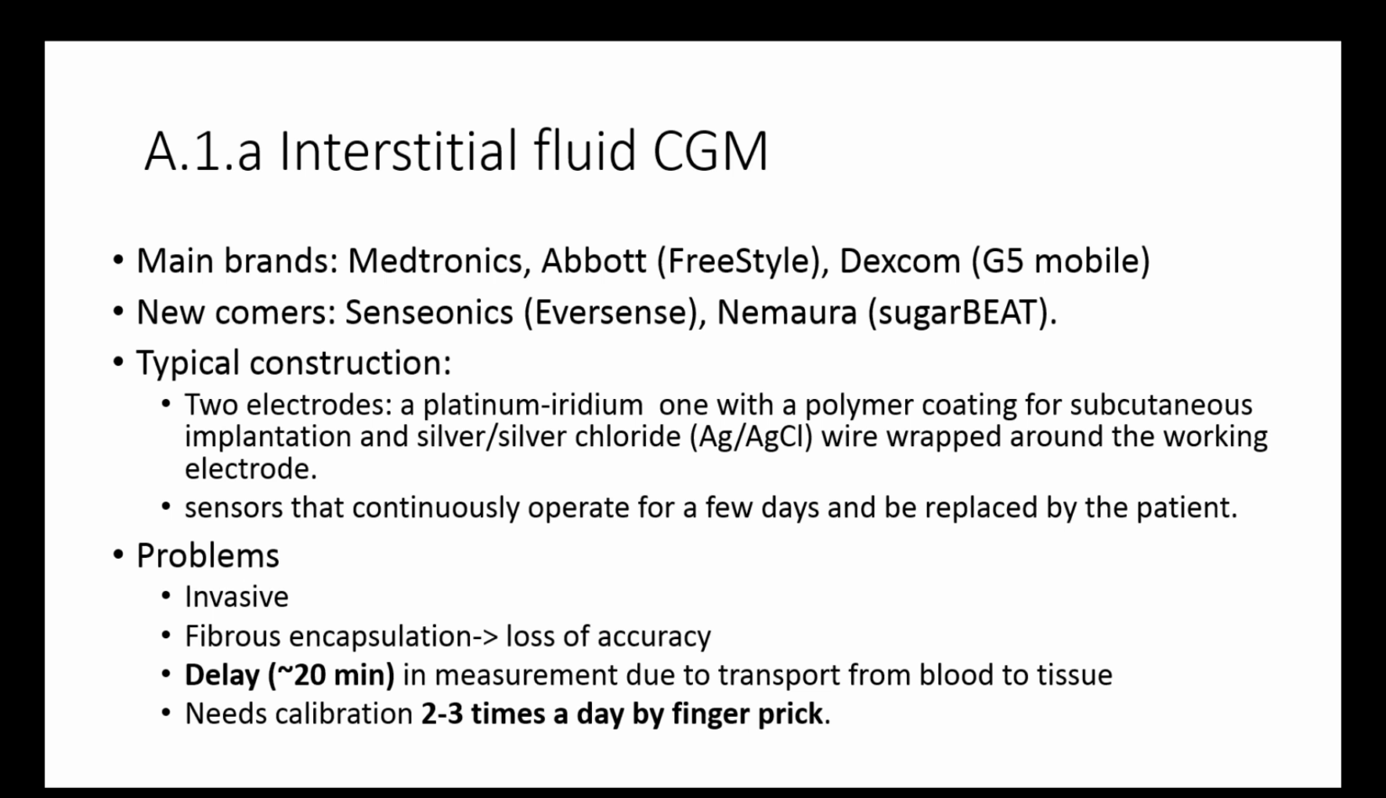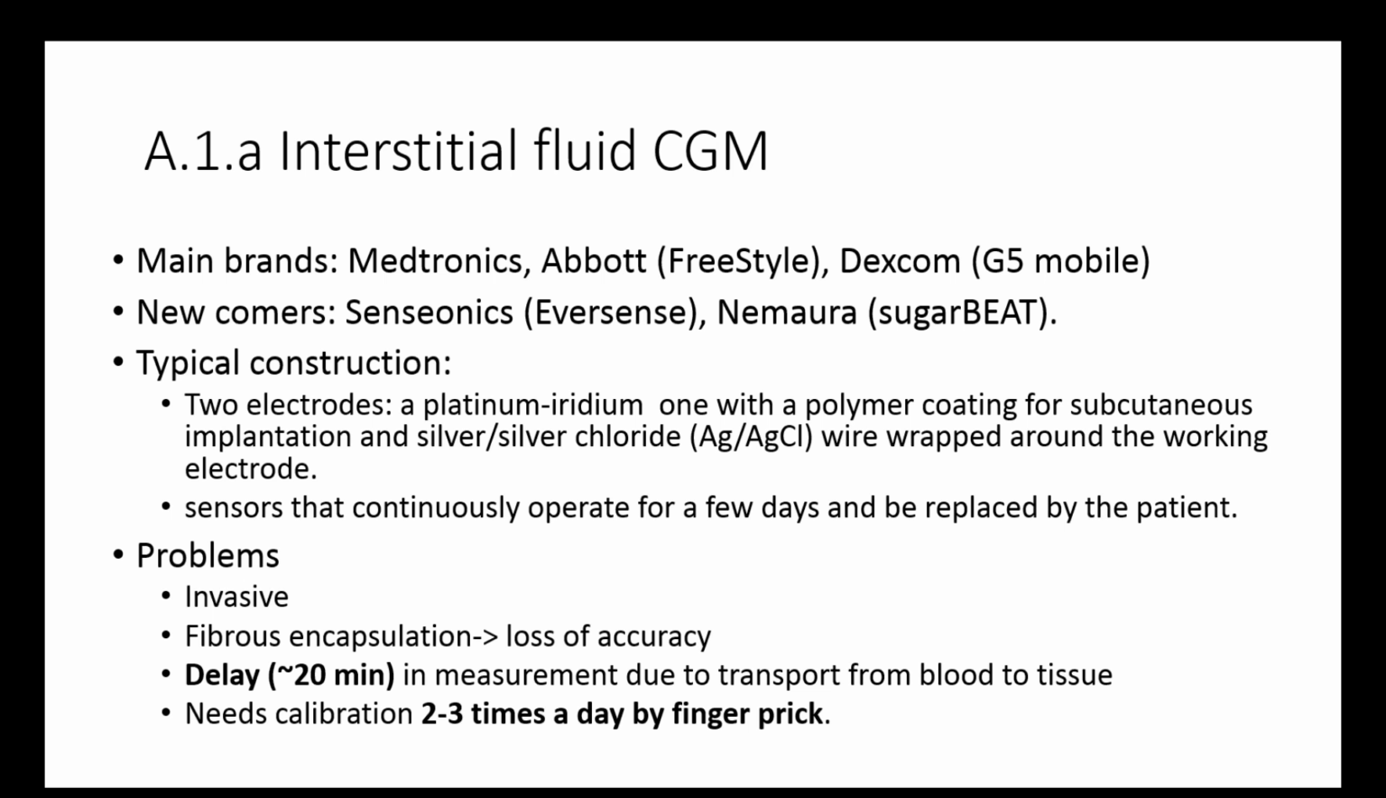Basically there is a two-electrode construction of platinum and silver, the dual electrode. The idea is that they get replaced every week or so, because they lose accuracy due to fibrous encapsulation. The problem is also that they are invasive. You have to stick that thing in your skin, and because they measure interstitial fluid, there is another problem: a delay in the measurement, because it takes about 20 minutes for glucose to travel from blood to tissue.